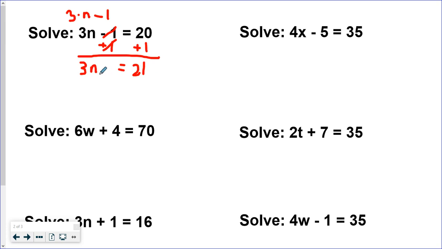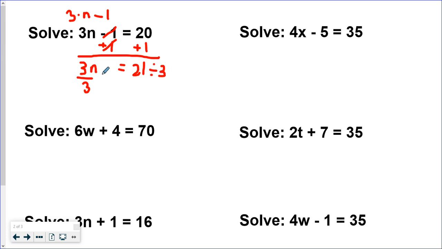Now I want to get rid of this 3. And so what am I doing to the n right now? Right now I'm multiplying the n by 3. So like I just did a minute ago, what would be the opposite of multiplying by 3? I'm hoping that you told me that the opposite of multiplying by 3 is dividing by 3. So I'm going to divide this side by 3, and I'm going to divide this side by 3.